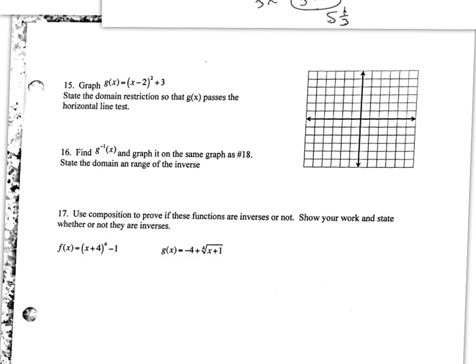So this graph has a vertex at (2, 3), goes to the right 2, and up 3. And you can see the points right on the calculator, so then it also has the points (1, 4) and (5, 4). So this is our graph.